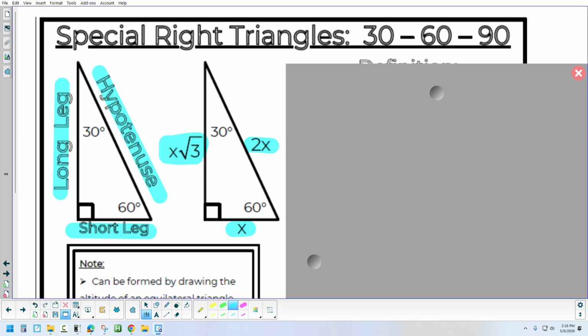So we have an x on the bottom, we have a 2x for the hypotenuse, and we have an x square root of 3 on the height. Again, we're going to break all this information down when we fill in the equation boxes. That's going to be the most important part.